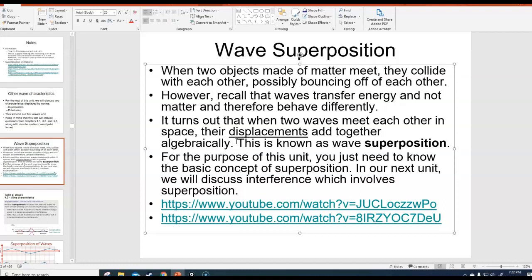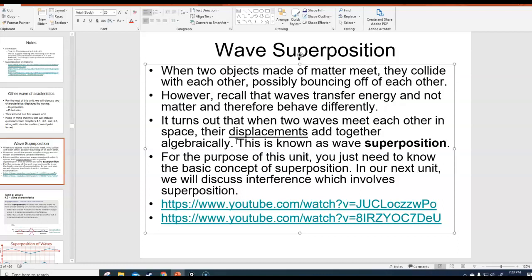and see what we can do with wave superposition. Okay, but the basic idea of wave superposition is if you have two objects that are made of matter, we know that when two objects collide, they bounce off of each other. Think of two cars crashing into each other, or a pool ball hitting another ball. They bounce off of each other. Okay, there's some type of collision. Now, waves are not matter. Okay, waves transfer energy but not matter, and so when they meet up, they behave differently.